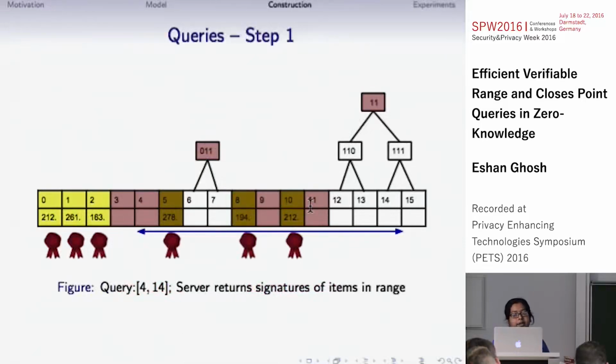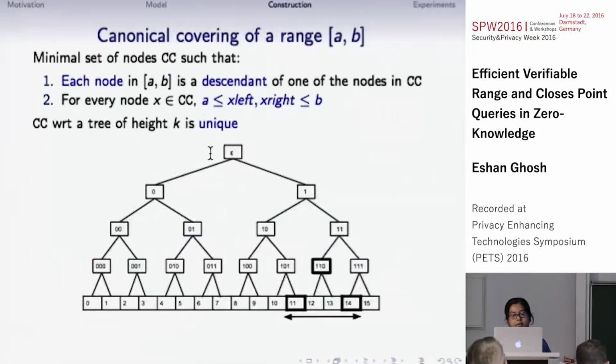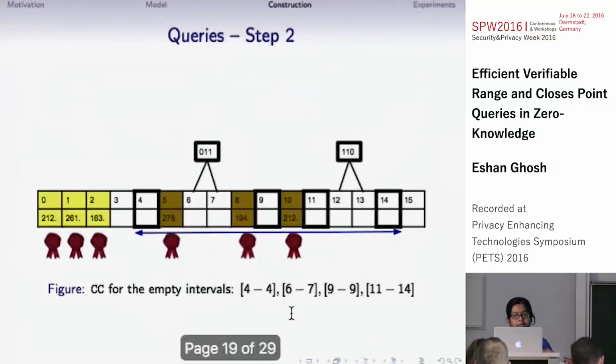Now in the query phase, let's say our typical example, 4 to 14. In the first phase of the query, the server will return the signatures of the member elements. Now, let's quickly talk about what a canonical covering, or CC, is. A canonical covering with respect to a range AB is basically the minimal set of nodes that cover it completely. In the interest of time I'm going fast over this, but catch me offline if you want to talk about it. But this is unique with respect to the height of a tree and a given range.